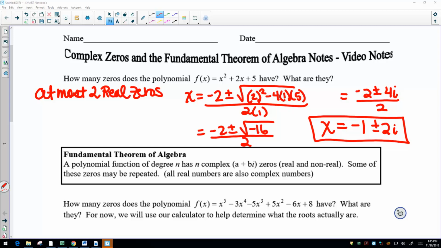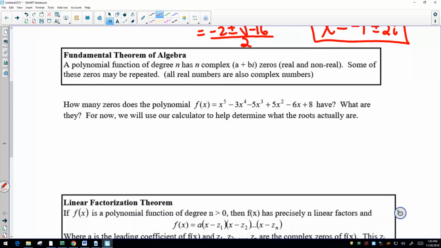Looking at this fundamental theorem, it says if we have a polynomial function of degree n, it has at most n complex zeros. Complex meaning both real and non-real. So our total number of zeros will equal the degree. Some of those zeros could be repeated. All real numbers are also considered complex numbers. That's something you want to keep in mind. So whatever the degree is, that will equal the number of complex zeros that the function will have.